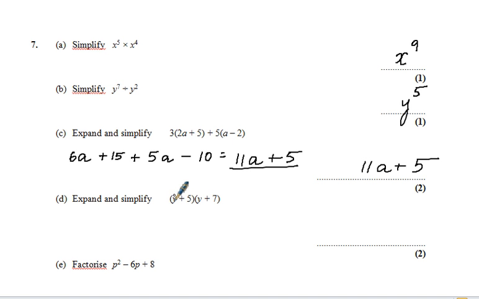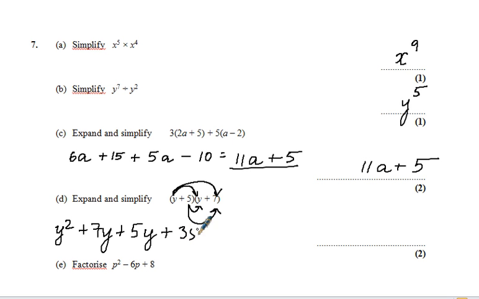Here, expand and simplify. Here, most of you didn't make mistakes, so that was really good. So we multiply everything by everything, right? Y by y is y squared, y times 7 is 7y, 5 by y is 5y, and 5 times 7 is 35. So now we collect like terms, and we are getting y squared plus 12y plus 35.